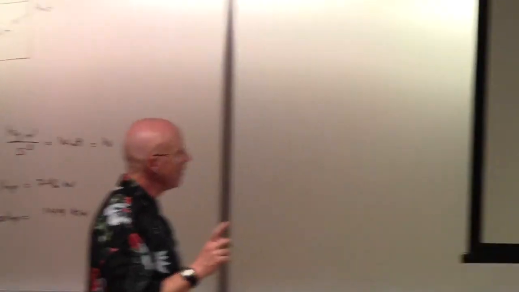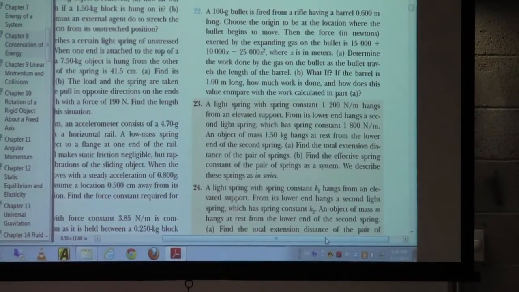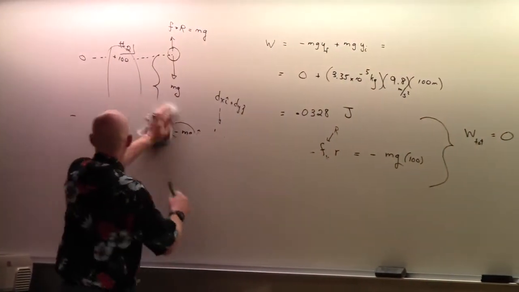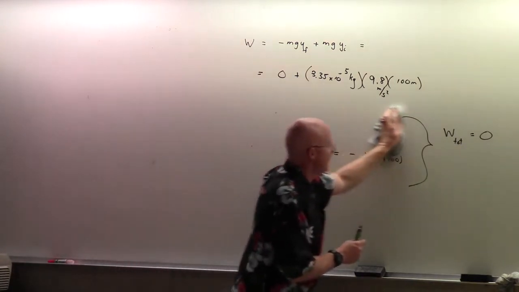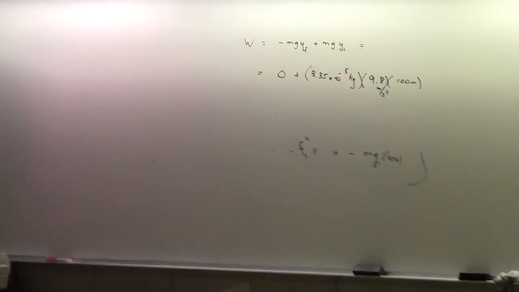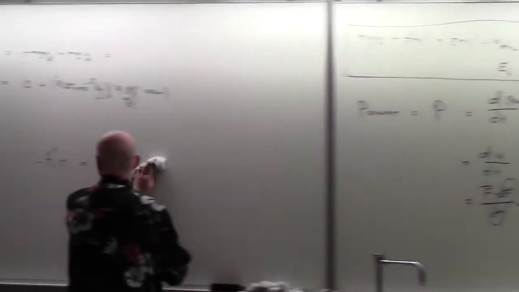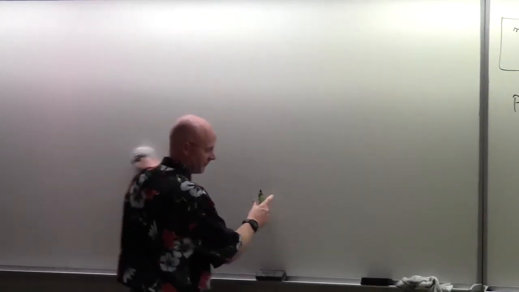A, determine the work done by the gases on the bullet as the bullet travels down the length of the barrel. And I'll read B later here, but that's really very clear in terms of what are we asked to do. We are asked to really find this term right here. How much work is done by the expanding gases?